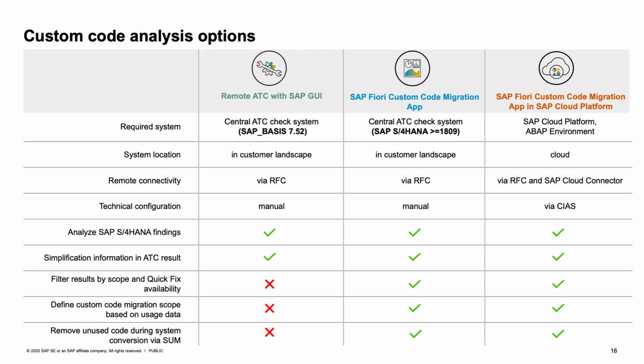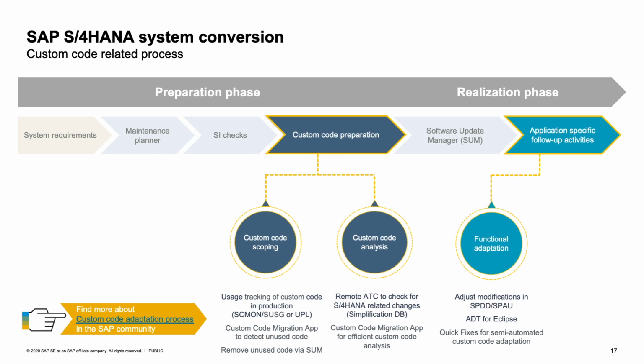Therefore, our recommendation is to use the custom code migration app. You can use it either in an S/4HANA 1809 system, or in the SAP Cloud Platform ABAP environment. And there you will need to connect to your on-premise landscape using the RFC and SAP Cloud Connector.